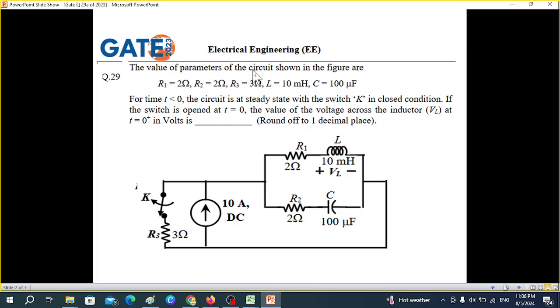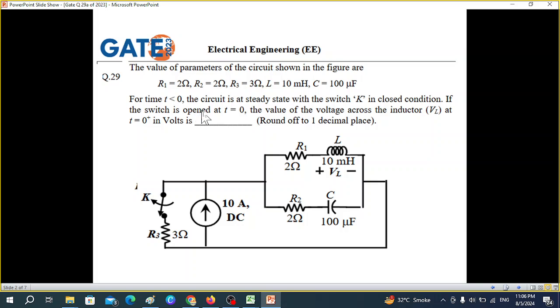And the value of the parameters of the circuit is shown in figure. So these are the values that I have already written here. For t less than 0, the circuit is at steady state with the switch K closed condition. So this is closed and the circuit is in steady state. Steady state means it is there for a long time, and therefore in a steady state, the inductor will behave like a short circuit and the capacitor will behave like an open circuit. So you have to keep this point in mind.